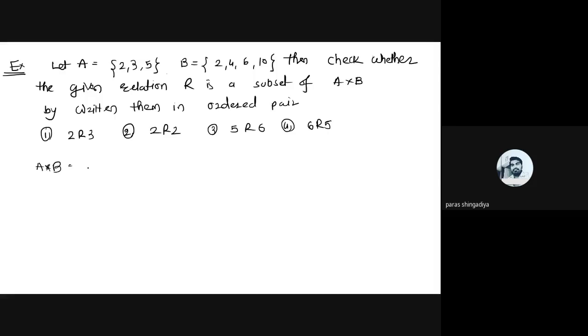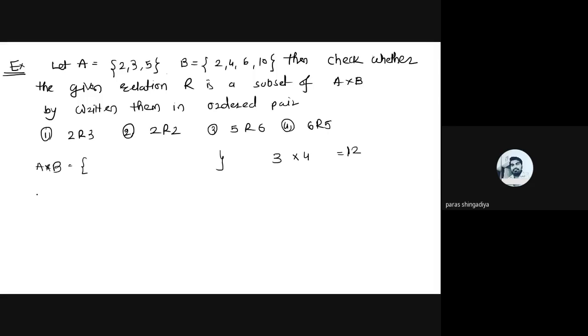How many entries can you define in this A cross B? Here 3 elements are given in A and 4 elements are in B. So 3 into 4, a total of 12 ordered pairs you can define in A cross B. But we'll check it directly here.